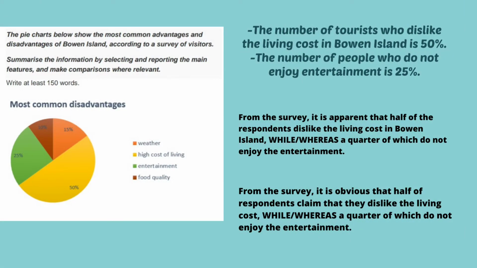Okay, so the data that I took was about the advantages and disadvantages of living in Bowen Island. And then here, you can have a look that the number of tourists who dislike the living cost in Bowen Island is 50%. And then the number of people who do not enjoy the entertainment is 25%. Okay, those are simple sentences. So I can combine those two sentences using while or whereas.